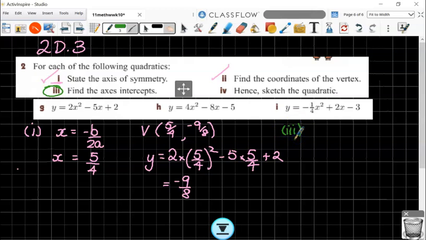Okay, how am I going to find the x-intercepts? Axis intercepts. Give me one. Take the easy option. Your y-intercept is your easy option.